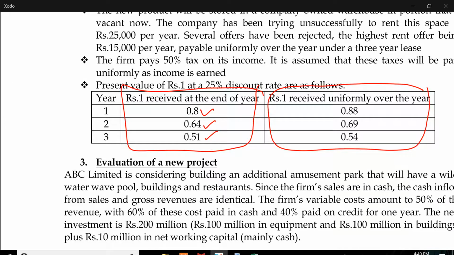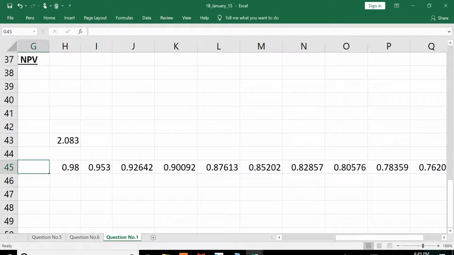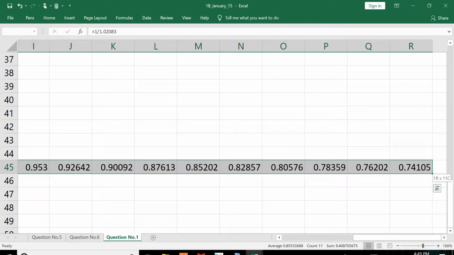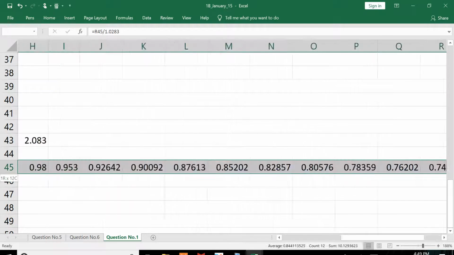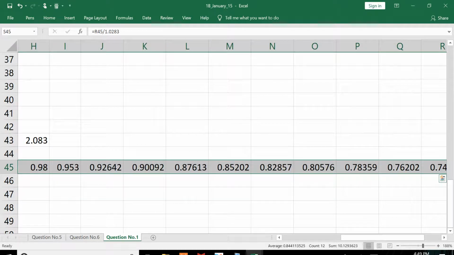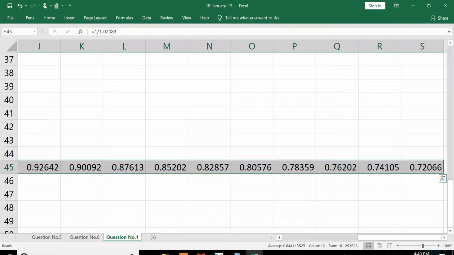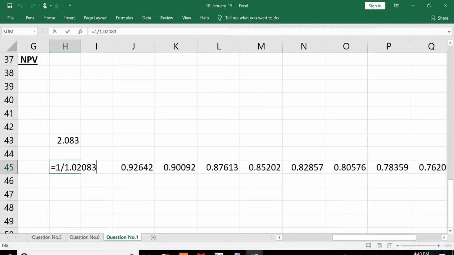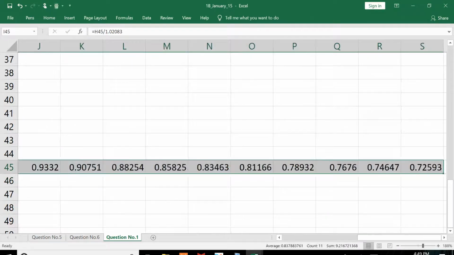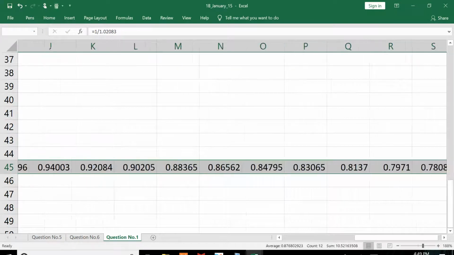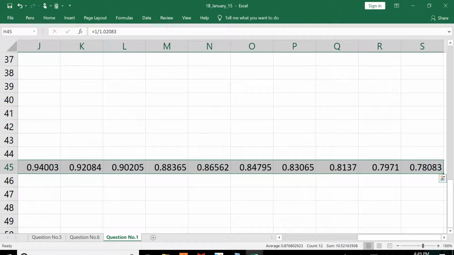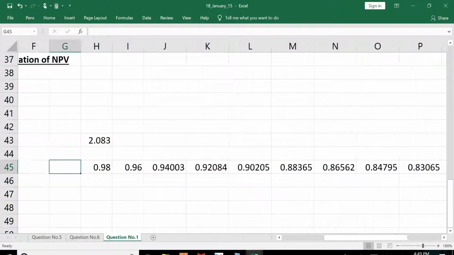The discount rate in this question is 25%. Just a minute. 1.02083. Okay, yeah, this average. How come it's... just give me a minute. Okay, sorry. Yeah, if you take an average of this, the average number will turn out to be 0.88. The average is something which is visible here.